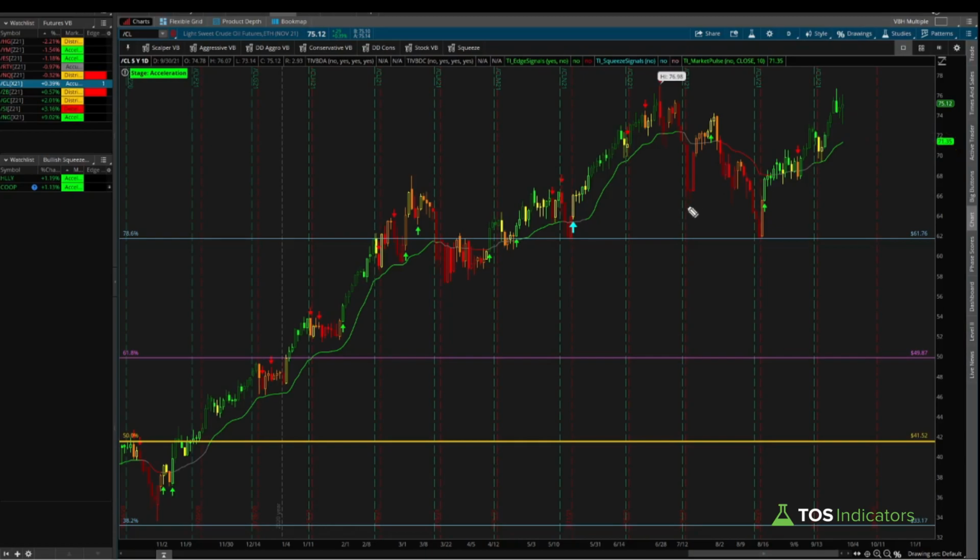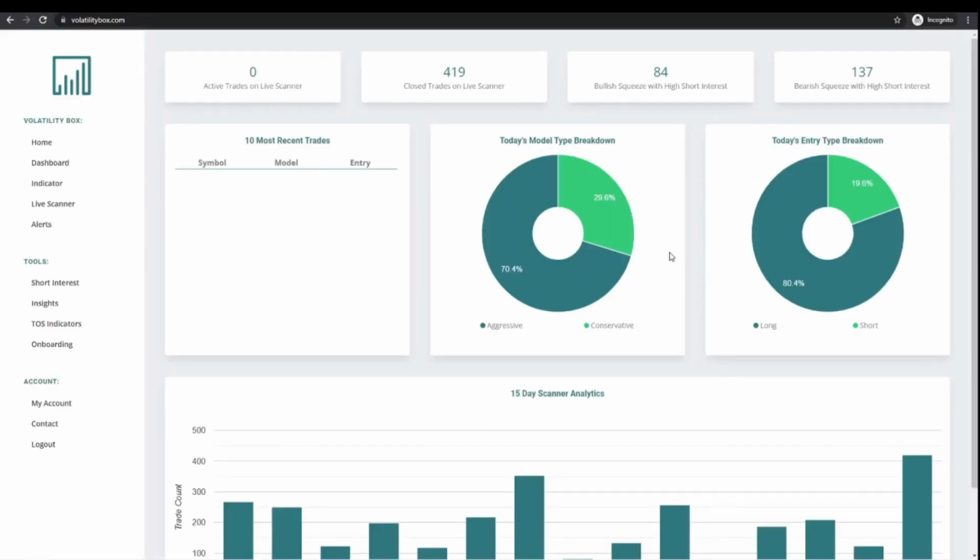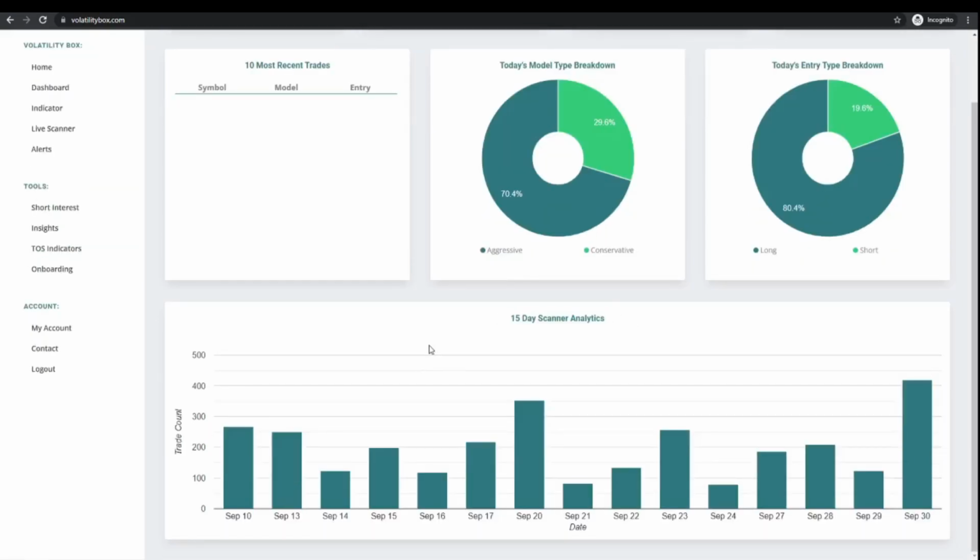So that's the futures market summary that we'll do for today. Now, if we switch over to our stock platform to get an idea of, well, what did actual volatility inside of stocks look like today, we'll use a few different things here. The first is our 15-day scanner analytics. This measures the amount of trades that we had on our live scanner.